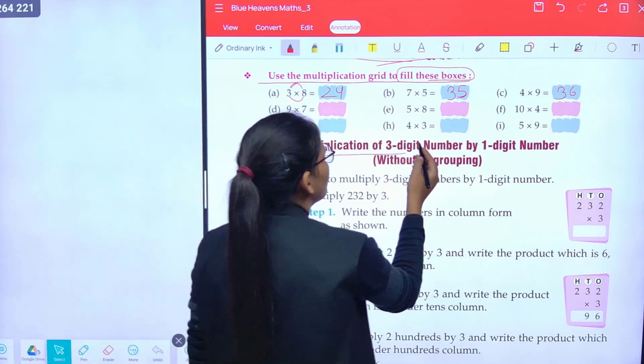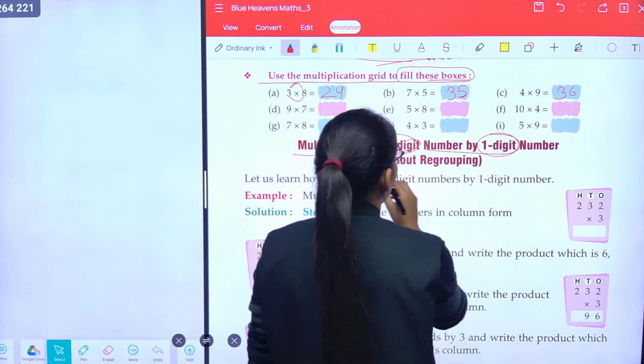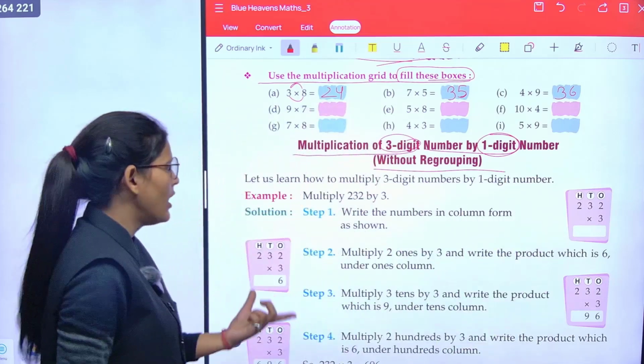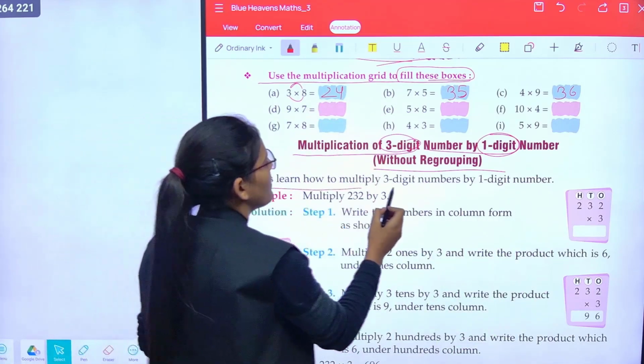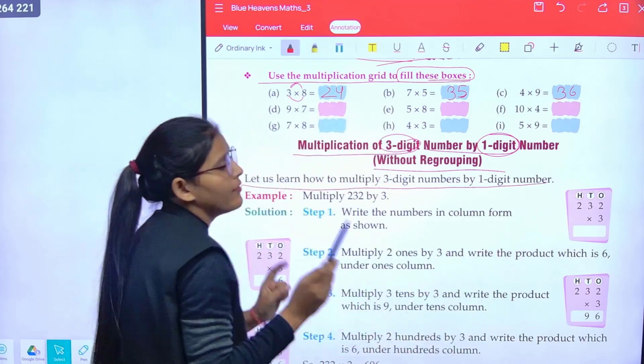Now, multiplication of 3-digit number by 1-digit number without regrouping. Without regrouping, let us learn how to multiply a 3-digit number by a 1-digit number.